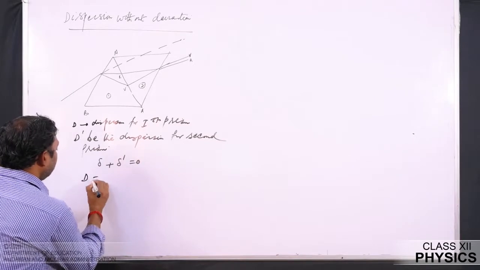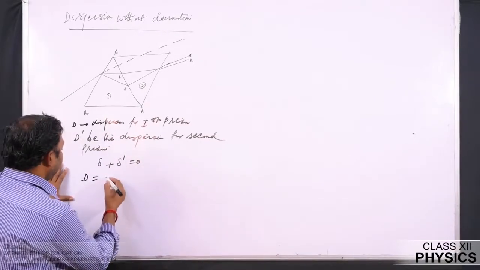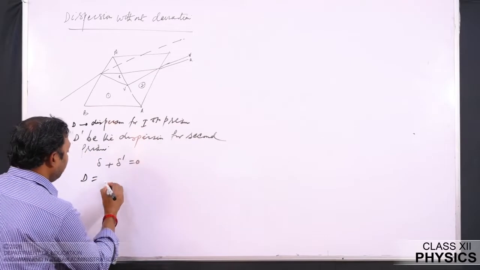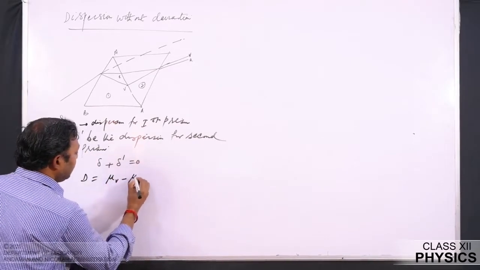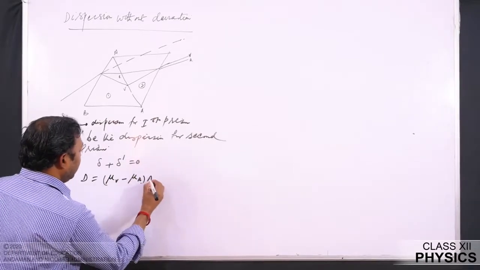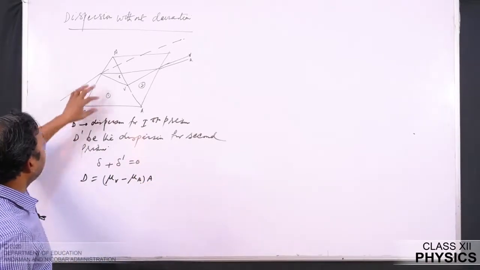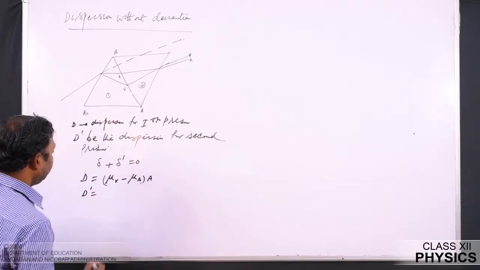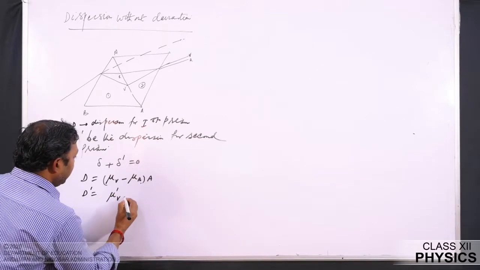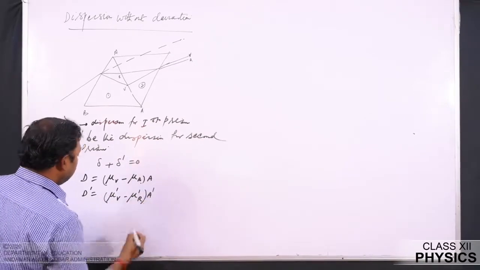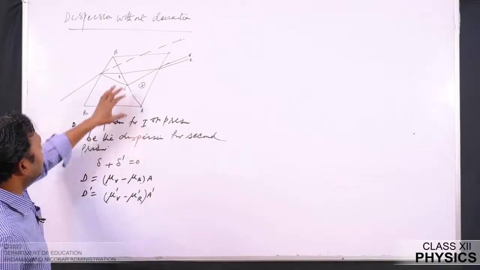Dispersion is equal to the difference in deviation between two colors, that is D equal to (mu V minus mu R) multiplied by A. This is the dispersion produced by the first prism, and D dash is equal to (mu dash V minus mu dash R) multiplied by A dash. This is the dispersion produced by the second prism.